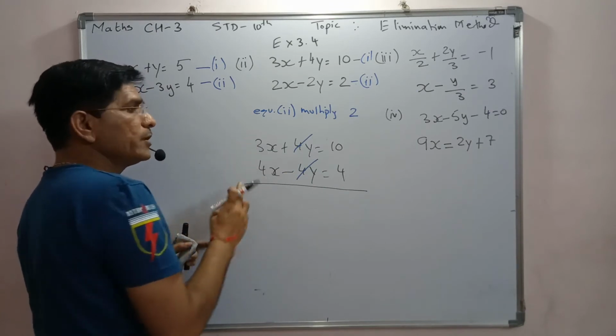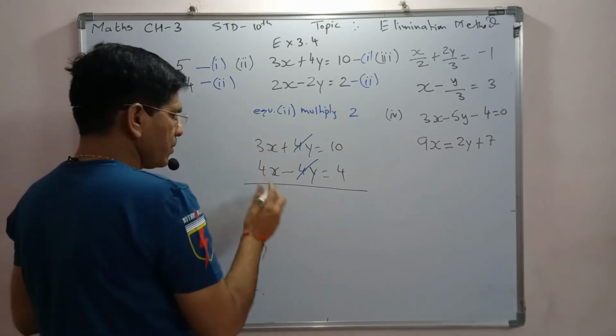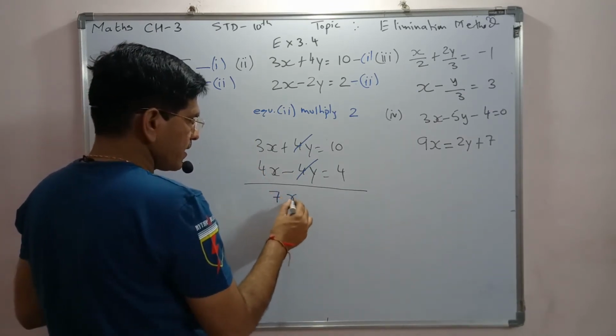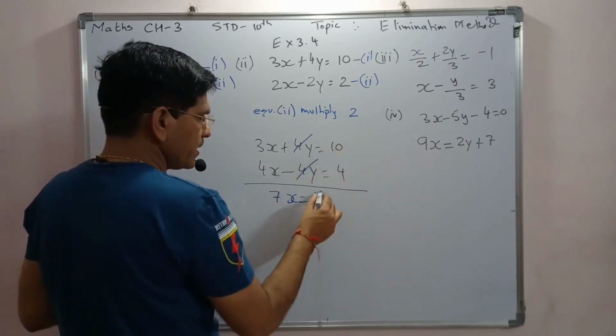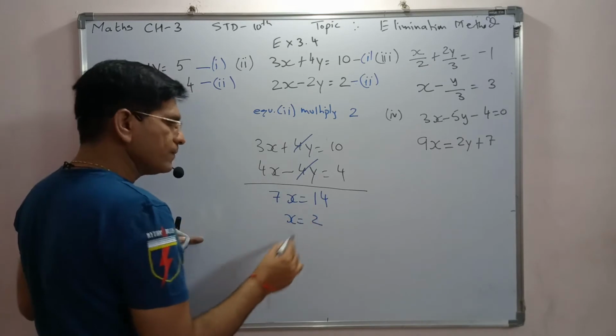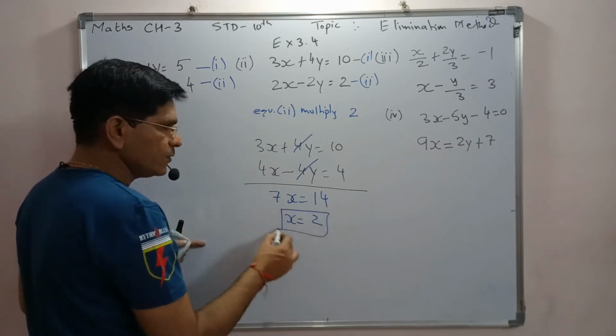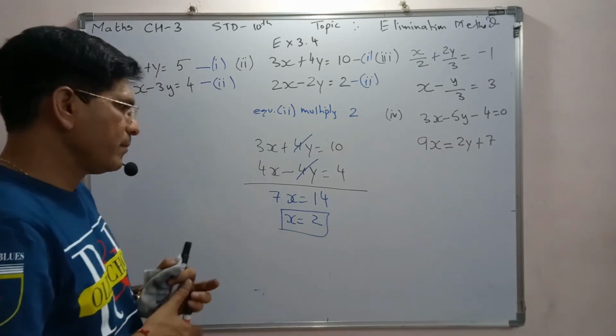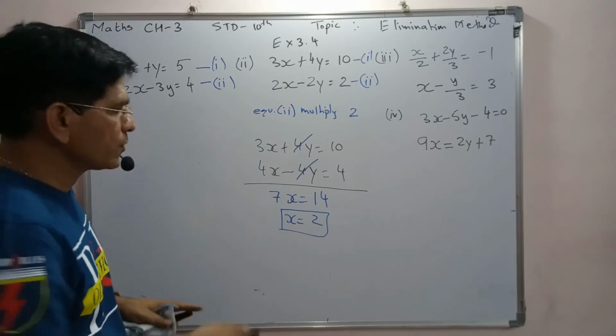So now there is no need to change the sign. So 3x plus 4x, that is 7x. 10 plus 4, that is 14. Therefore x is equal to 2. Why is it 2? Because 14 is divided by 7. So now x is equal to 2.